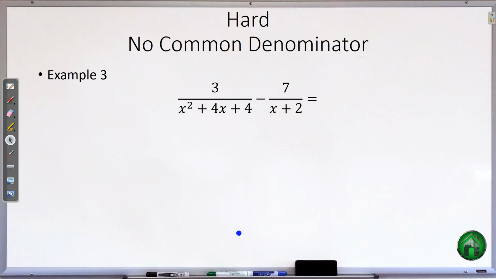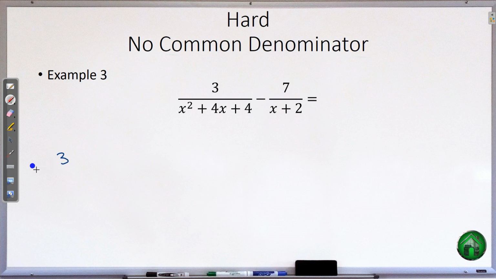If you have no common denominator, we have to get a common denominator before we can subtract these two rational expressions. And so to do that, to compare these two, we have to factor them. So I'm going to rewrite this expression, but I'm going to factor the terms.